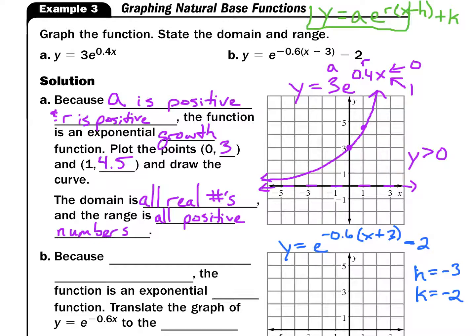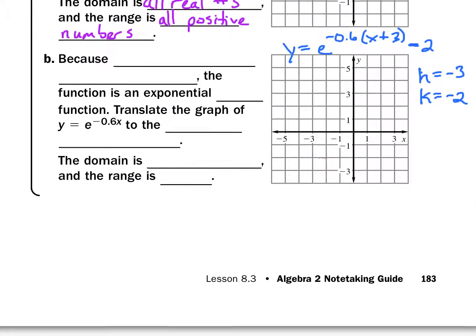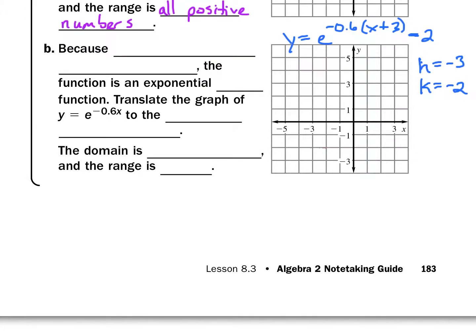I'm going to go ahead and raise this up here really quick. Okay. So I start by graphing the basic function, y equals e to the negative 0.6 x. Okay, and I look at those. Well, a is positive because a is 1. My coefficient on e is 1. So a is positive, and r, my rate, is negative 0.6, so r is negative.